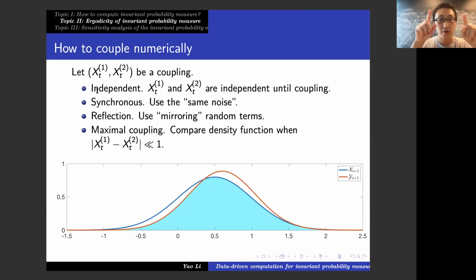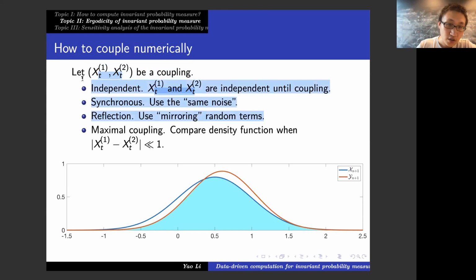When x1 and x2 are far away, we can run them either independently or synchronously, which means we use the same noise, or we use reflection if it's driven by Brownian motion. Reflection means mirroring: if the noise term of x1 moves to the left, then the noise term of x2 moves to the right. We do one of these three things, depending on the system, until they are close enough. And when they are close enough, we run the maximum coupling.